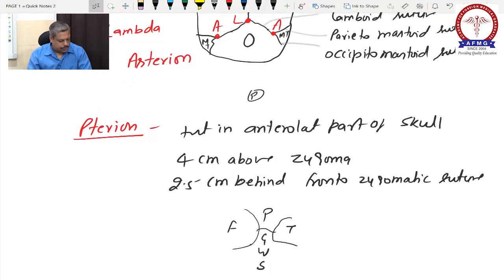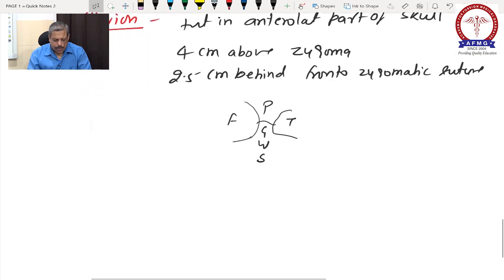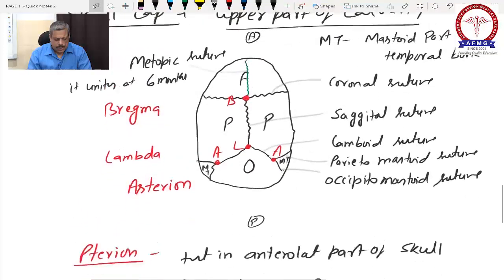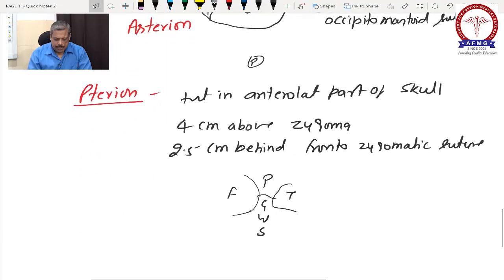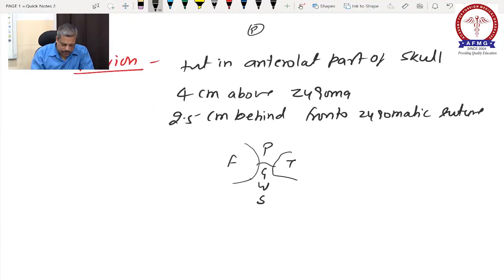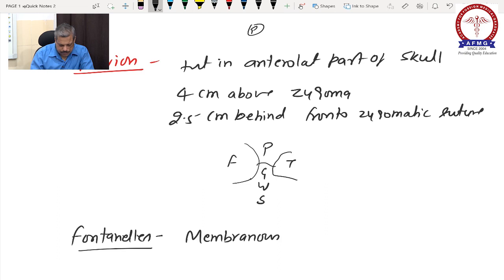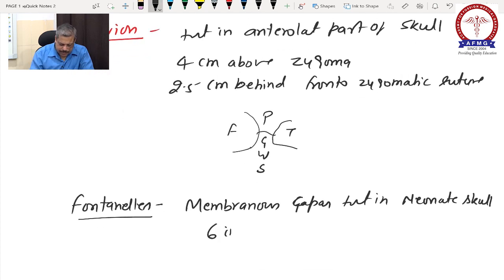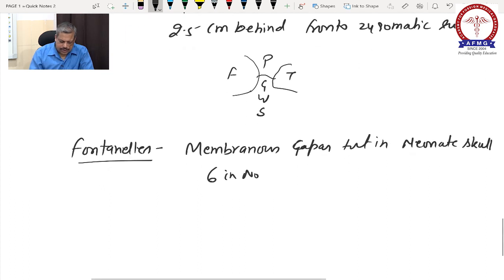So now the next point: at these 4 points, bone is absent at the time of birth. These are known as fontanelles. These are membranous gaps present in the neonate skull. These fontanelles are 6 in number. See, where are these fontanelles present?